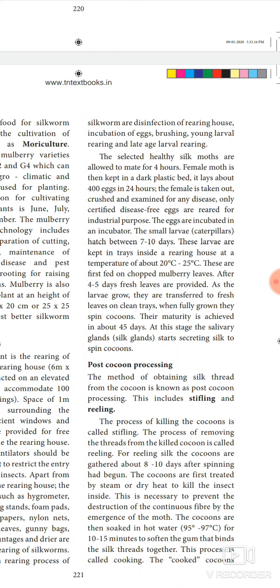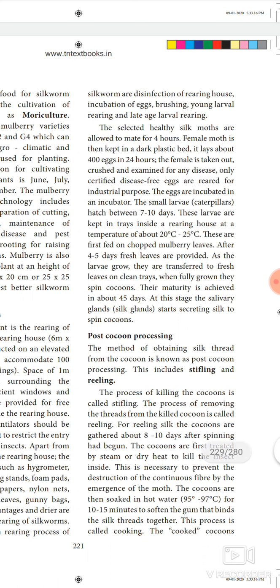The selected healthy silk moths are allowed to mate for 4 hours. Only selected healthy moths are allowed to mate, coupled for 4 hours. After mating, the female moth is taken and kept in a dark plastic bed. Why? Because it lays the eggs. It lays about 400 eggs in 24 hours. The female is then taken out, crushed and examined for any disease. Only certified disease-free eggs are reared for industrial purposes.